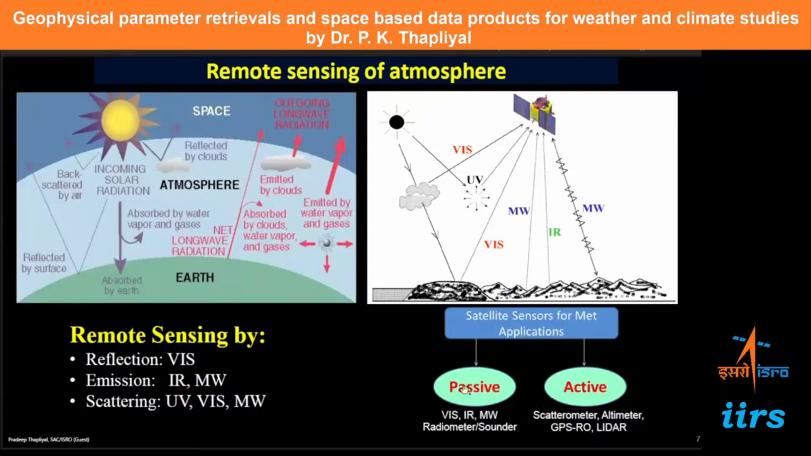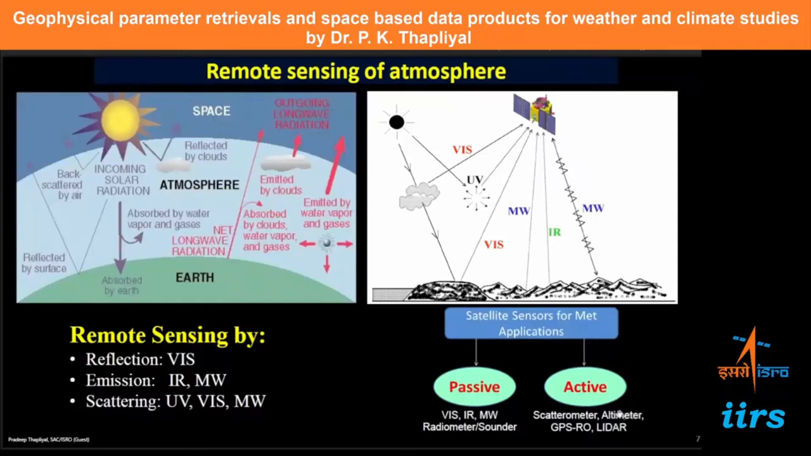Okay, so the passive sensors are like visible, infrared, and microwave radiometers or sounders. Whereas in the active category, we have a scatterometer, which measures backscattered energy, and an altimeter, which also sends a microwave pulse towards Earth's surface, and then measures the total time taken from satellite to Earth and Earth back to satellite.